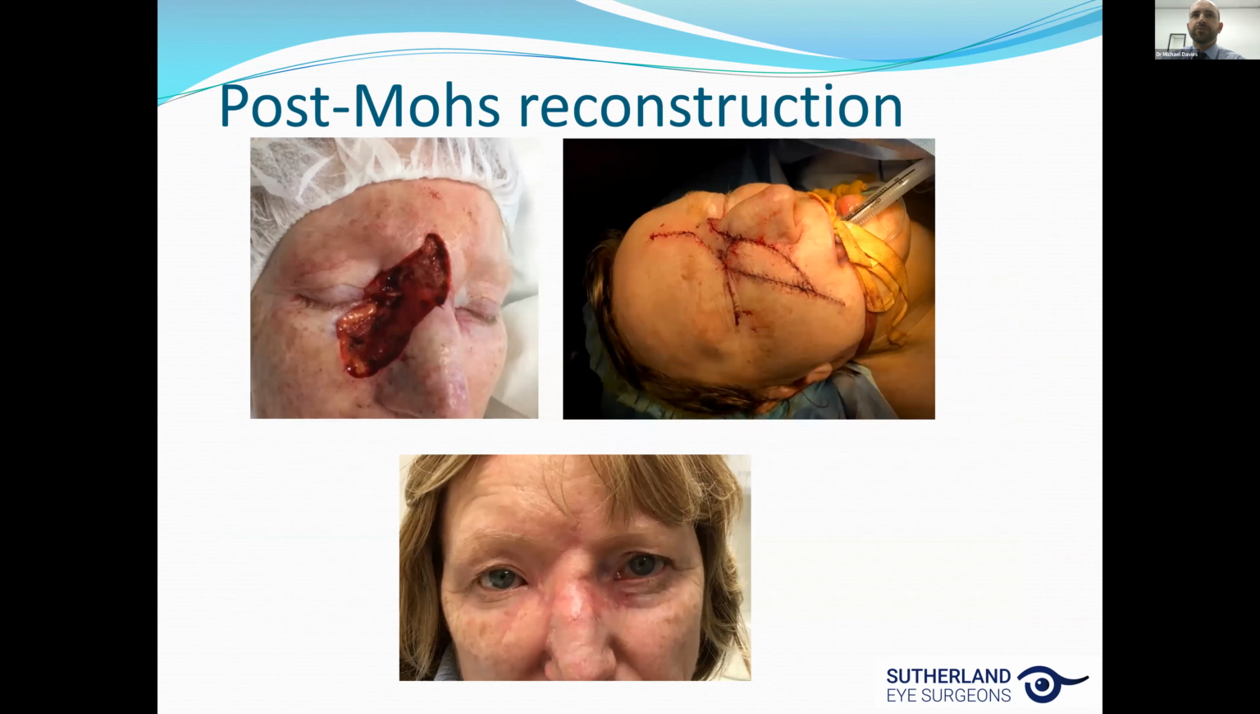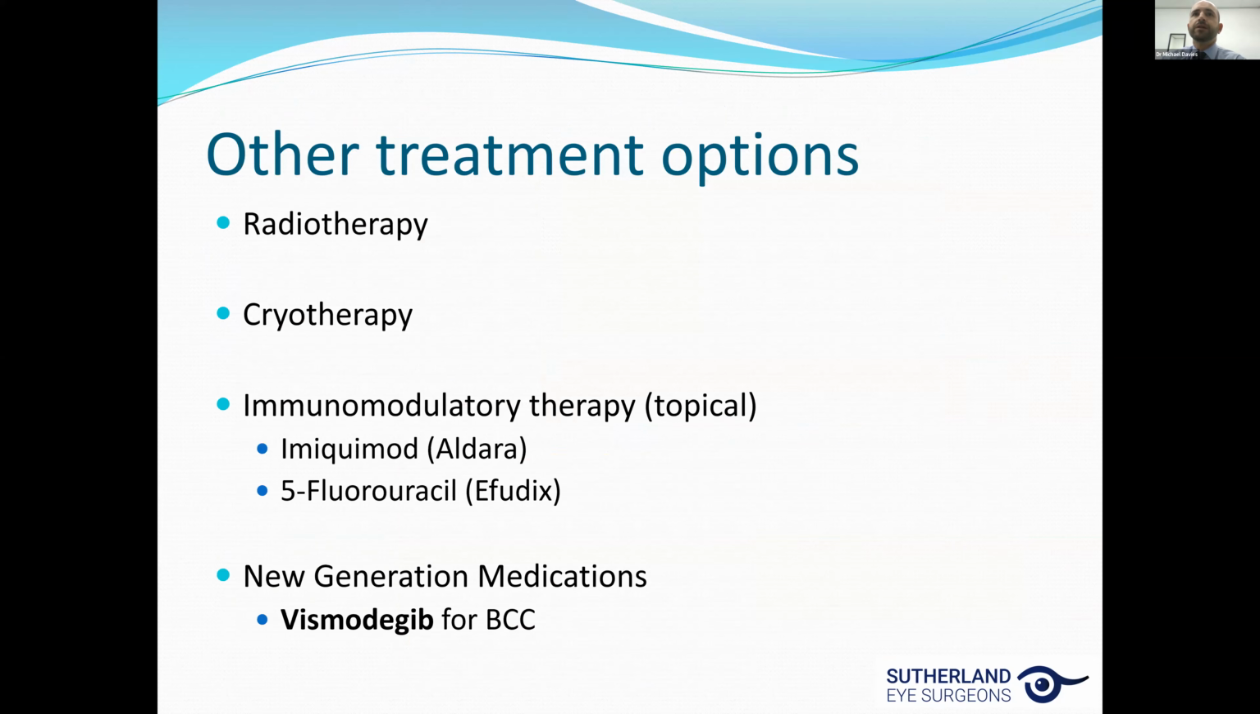And this was a lady who had a very advanced infiltrative BCC, but with a couple of different flap repairs, she actually did very well. There are other treatment options. So radiotherapy is actually a very good option, especially for patients who are unfit for surgery. The downside being that you don't have a surgical margin, and therefore it's very difficult to know if the lesion is completely gone.